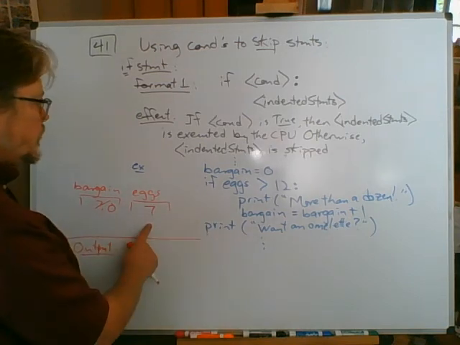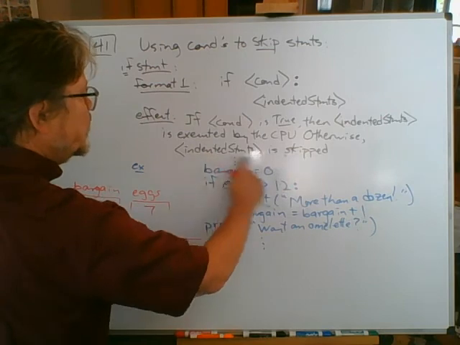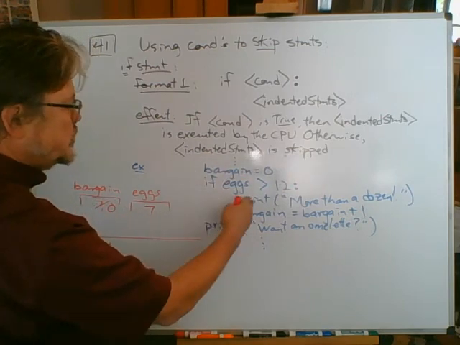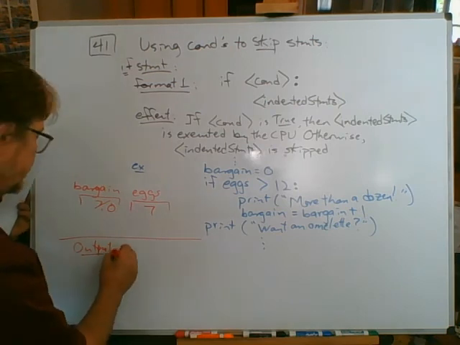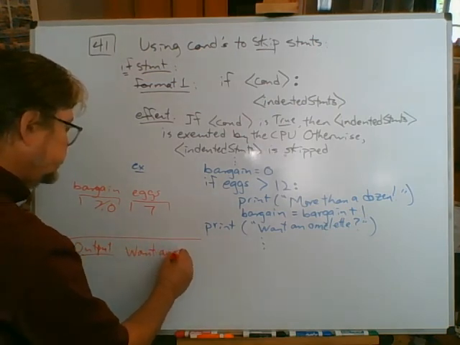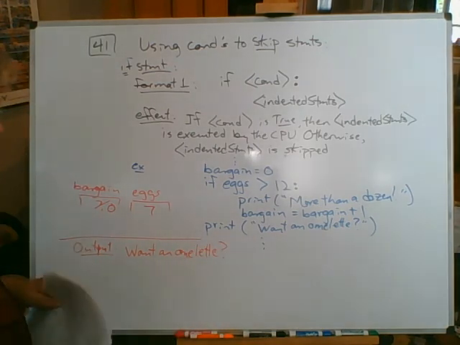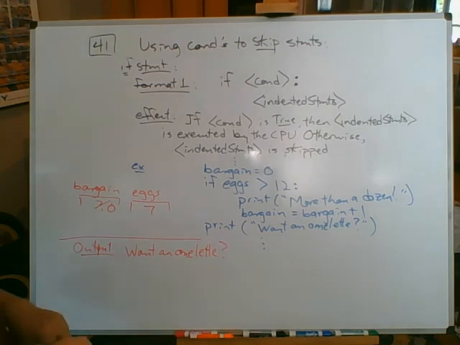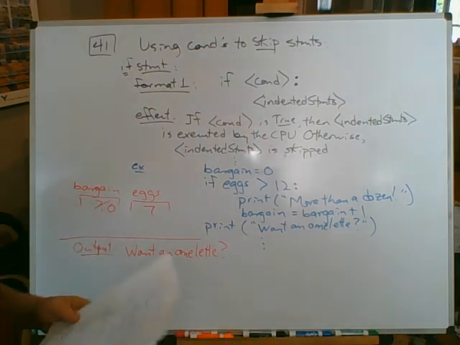If eggs greater than 12, it isn't, it's false. Oh no, what does it do? It does the otherwise. Otherwise, all the indented statements, there are 2 statements here, it'll skip over those. So the only output we're going to get out of it this time is want an omelet. That's it. That's all we get out of all that blue writing if bargain had an unknown value and eggs had 7 when we got there.